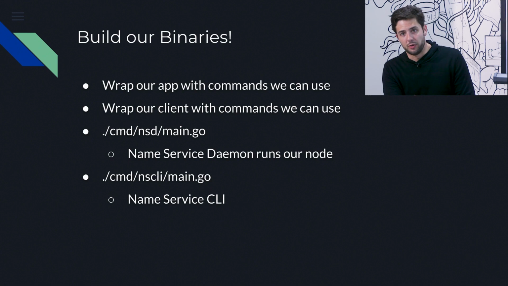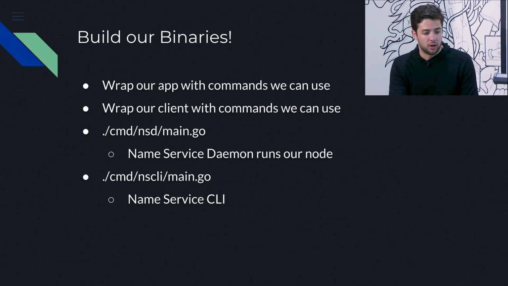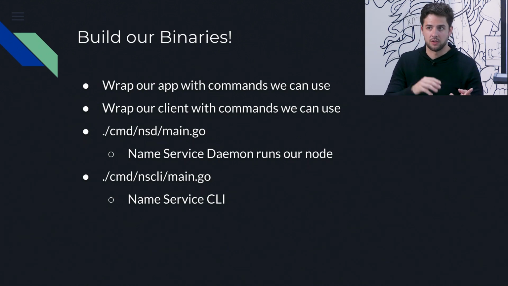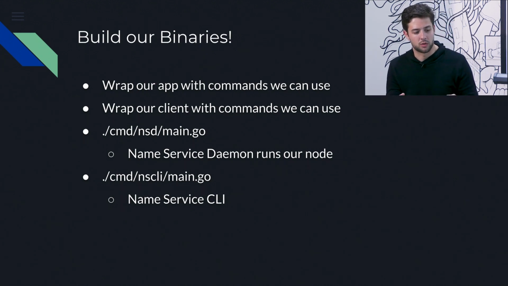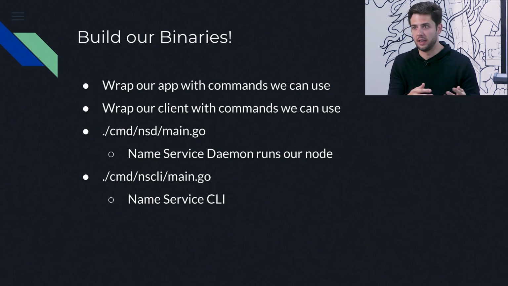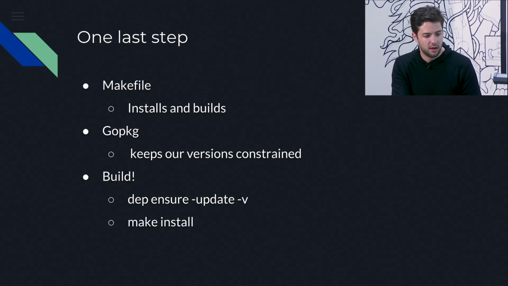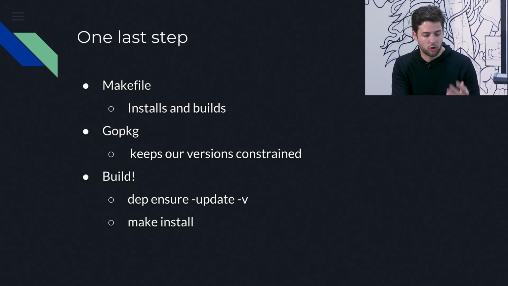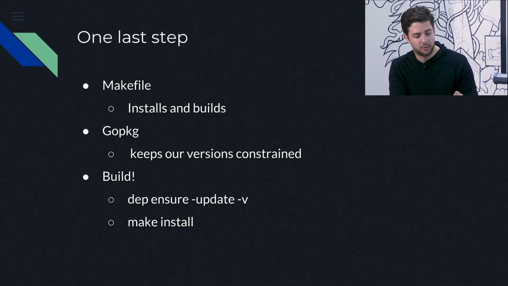And then finally, we need to build our binaries. So with Go, the convention is binaries would be in the CMD folder, and we've got two of them. We have an nsd, which is the daemon that runs our nameservice module, and then we also have the nscli, which is the CLI that you use to interact. And we talked about building that there. And then we've got the makefile. We're currently using dep for Go dependencies.